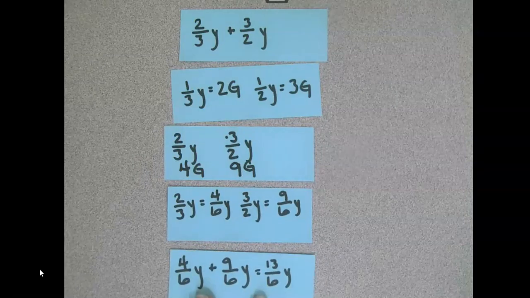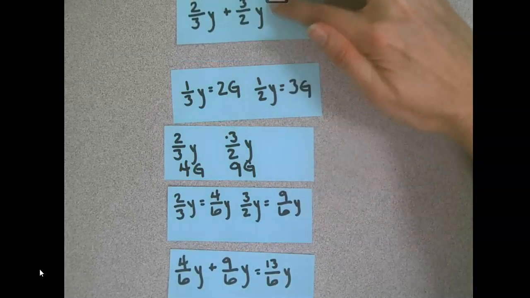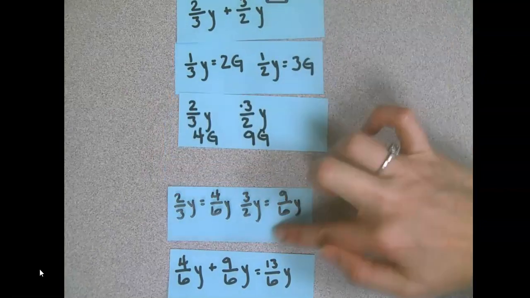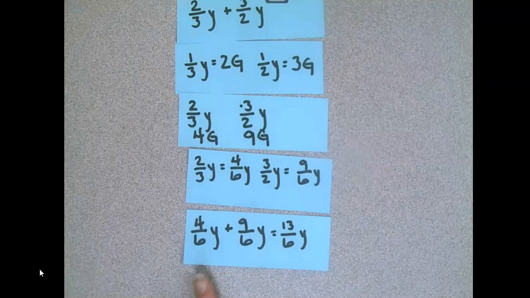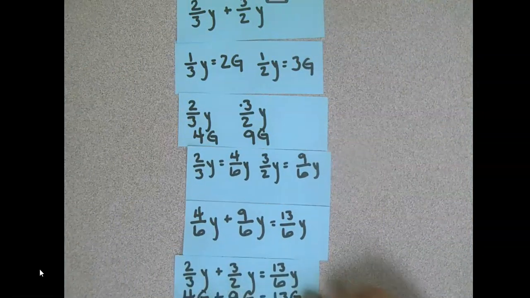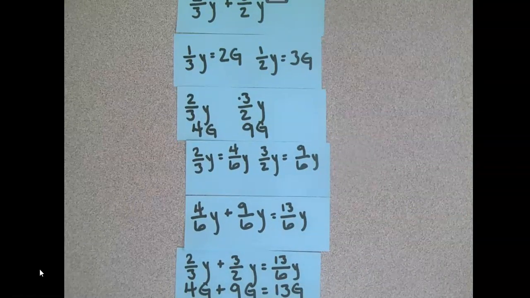So when we add those together, we see that 4/6 of y and 9/6 of y gives us 13/6 of y. And if we maintain that using our colors, we would still get that our 4 green plus our 9 green give us 13 green. So we get the same answer both ways.